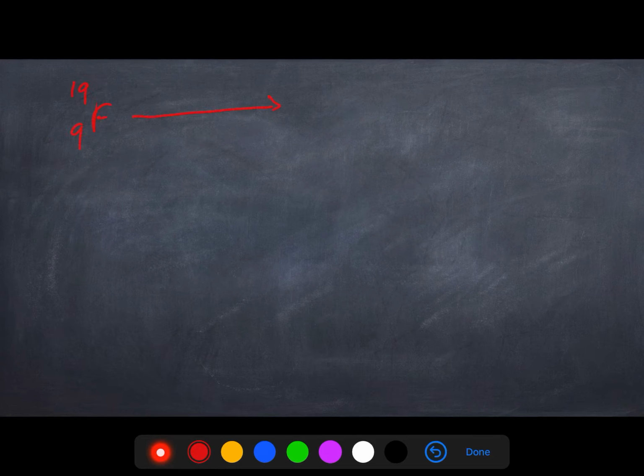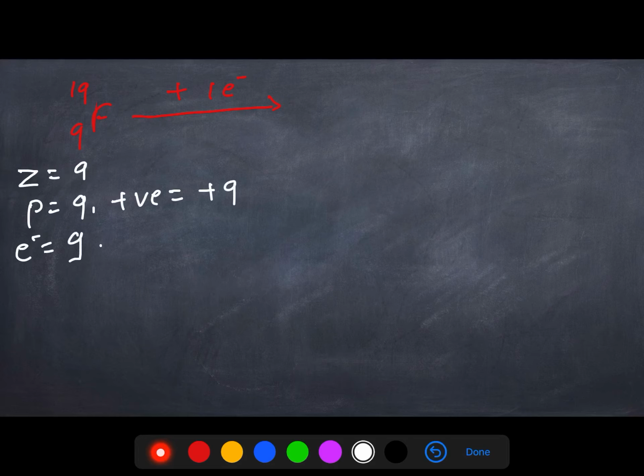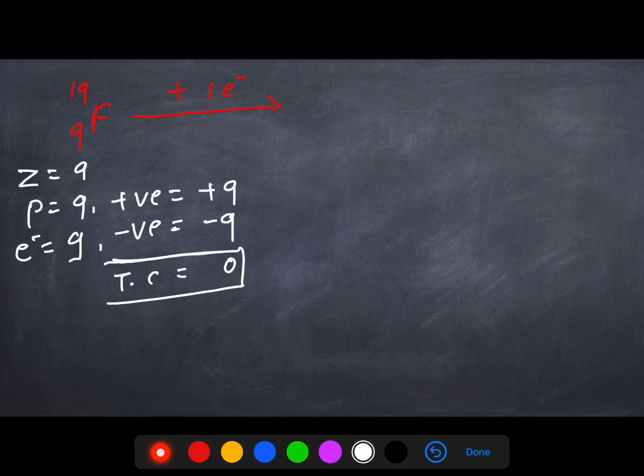Let's take one more example. Let's take fluorine, atomic number 9, atomic mass 19. Let's assume it gains 1 electron. Correct? Now, atomic number is 9, so the number of protons is 9, and because of 9 protons, the positive charge is plus 9. Fine. What about the number of electrons? Are they the same? Yes, they are the same because again, fluorine over here is neutral. So negative charge because of 9 electrons will be minus 9, and the total charge developed will be 0.